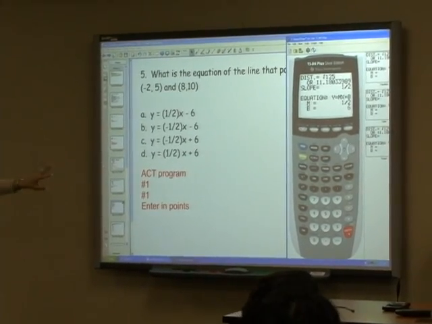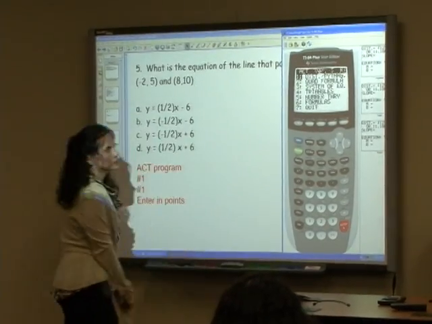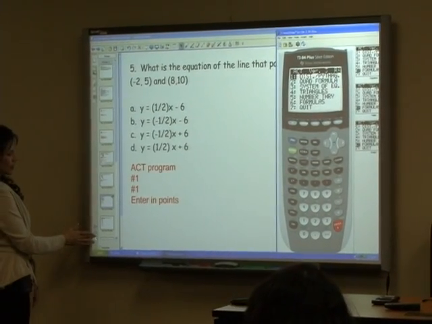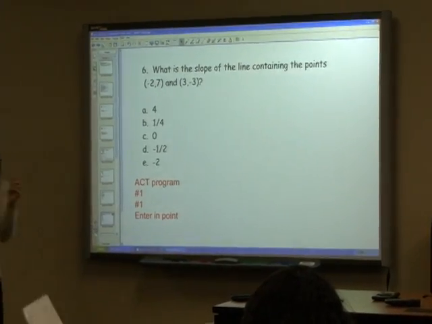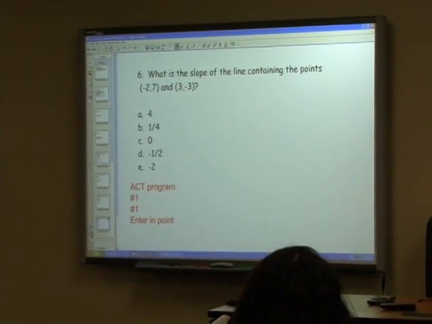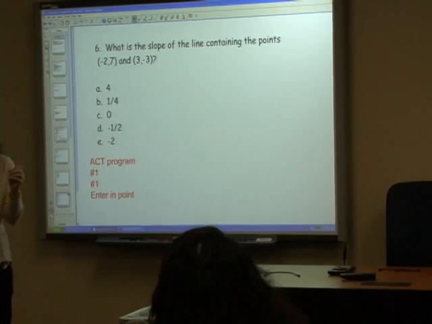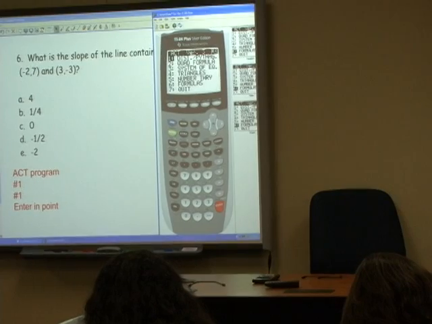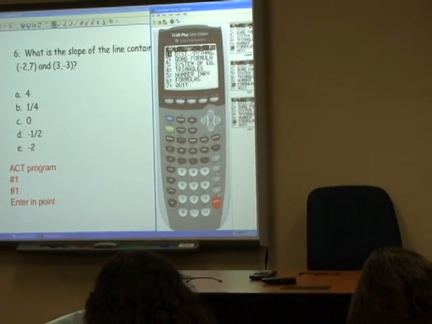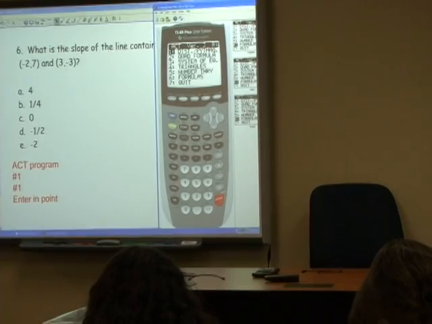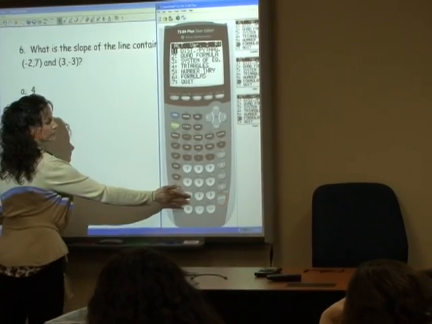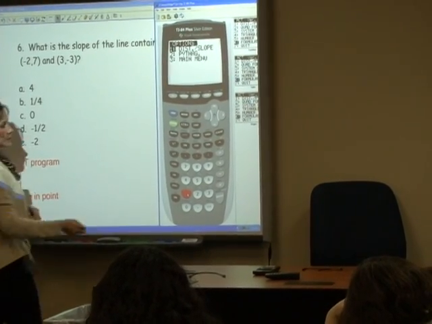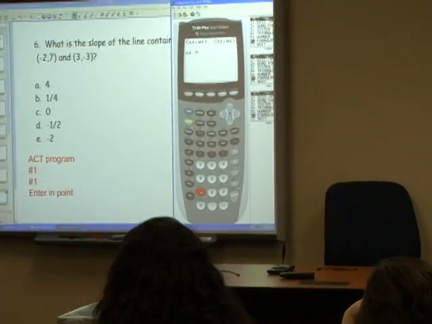Okay, now to get to your main menu, I hit enter. All right, let's go to the next problem. Any questions so far? Okay, what is the slope of the line containing the points? So I want you guys to try it. Okay, we're going to use our ACT program again. If I want slope, anytime I'm dealing with 2 points, we're always going to use option number 1. Hit 1 again, and then start entering in your points.